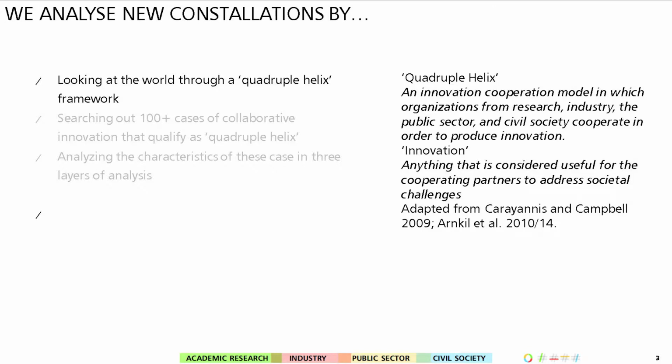When we talk about quadruple helix, we mean innovation cooperation models in which organizations from research, industry, the public sector and civil society cooperate in order to produce innovation that is beneficial for society. And with innovation, we really mean anything that is considered useful for the cooperating partners to address societal challenges.